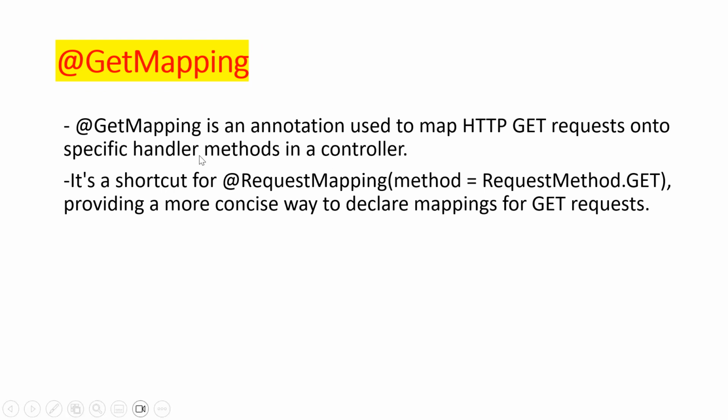So simply we can use @GetMapping, so the developer can easily see that this particular endpoint is used for handling the HTTP GET method with this URI, right? So basically @GetMapping is an annotation, and it is the shortcut for using @RequestMapping with these parameters. It provides a more concise way to declare mapping for a GET request.